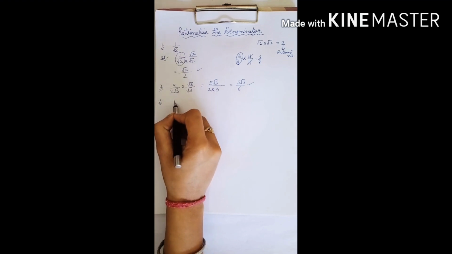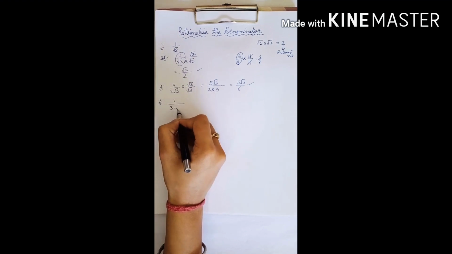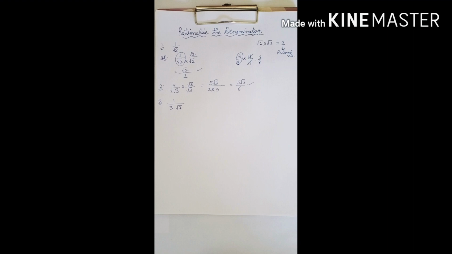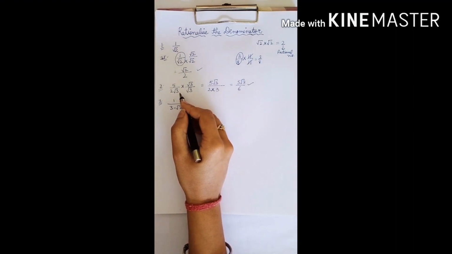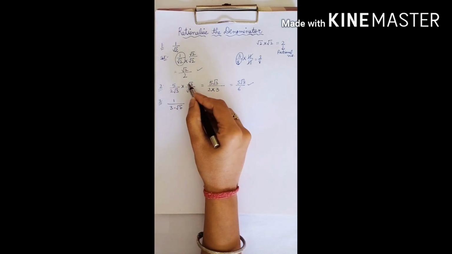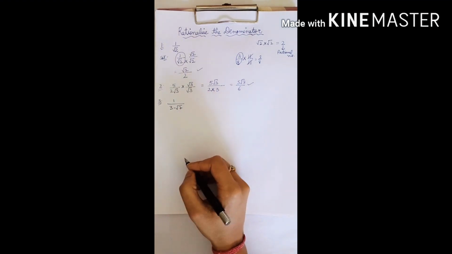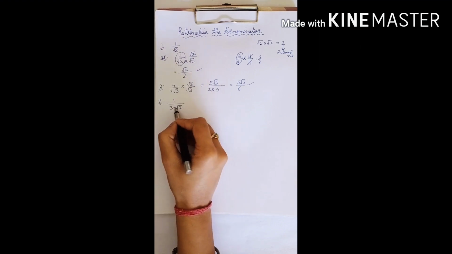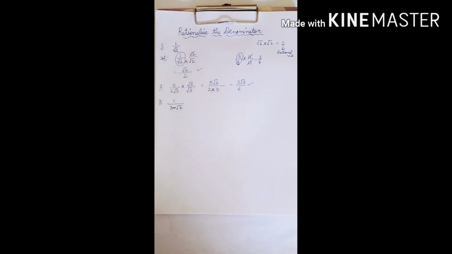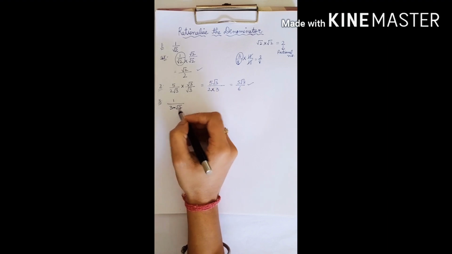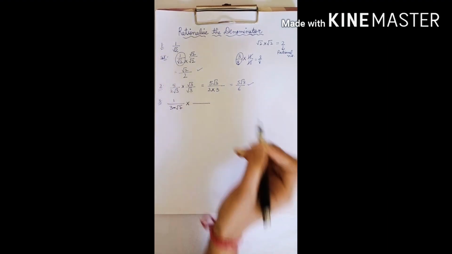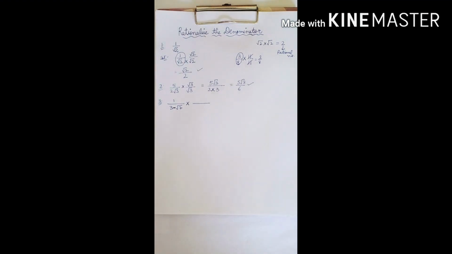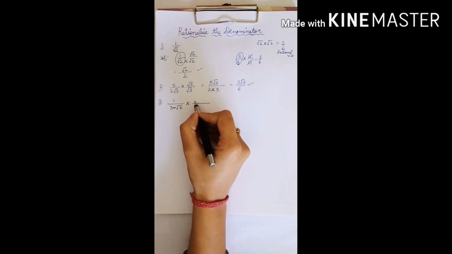Now third is 1 by 3 minus root 7. Now this is somewhat different question. In the previous question, 2 is multiplied by root 3, so there is no need to multiply 2 in the numerator or the denominator. But here in this question, 3 is added to minus root 7. So how to rationalize these types of numbers? One thing is clear to us, we will multiply the numerator and the denominator by the same number.